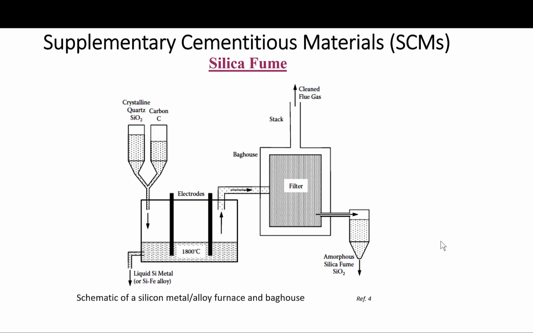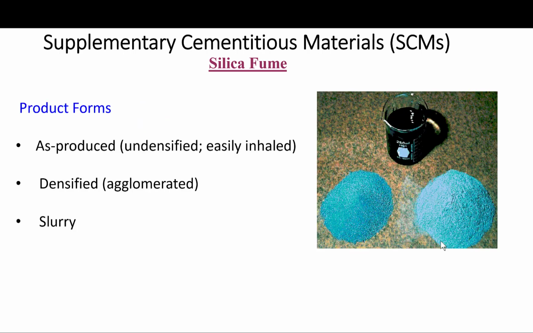Okay, we talked about how silica fume is obtained and where it is obtained from. Now, how the product is supplied, or in what forms we get it. If you remember, I said it has to be slurried because it's very fine and sticky. So it's produced as an undensified, very fine powder. It's very fine, very sticky, and easily inhaled. I worked with it, and it's not really easy to handle. Or it could be densified as the agglomerated form, as we talked about, or a slurry.